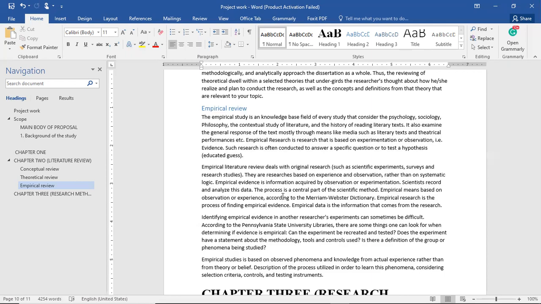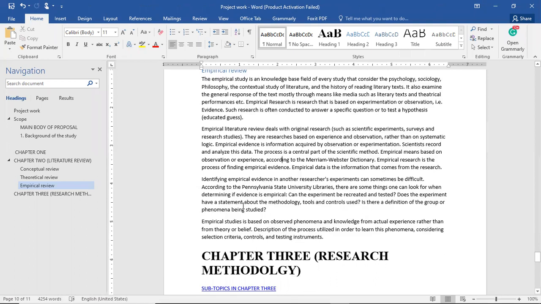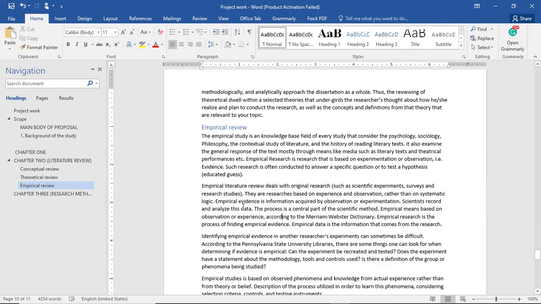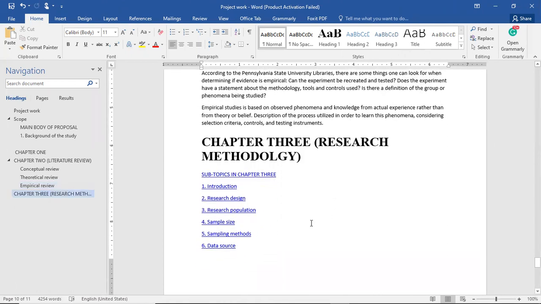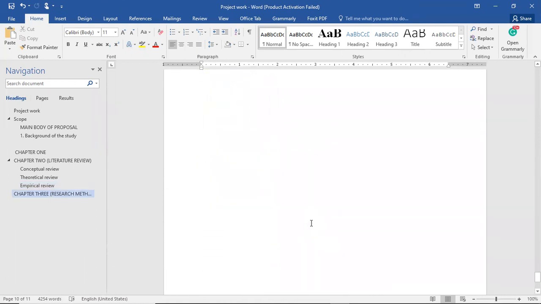Now, after all is said and done, the very last thing you do in chapter 2 is to look at your summary. You summarize the entire chapter 2 in one bit.